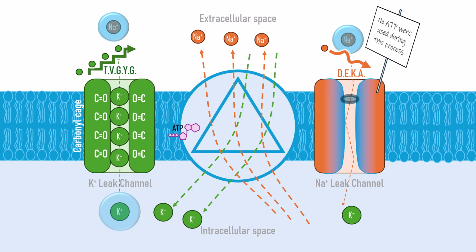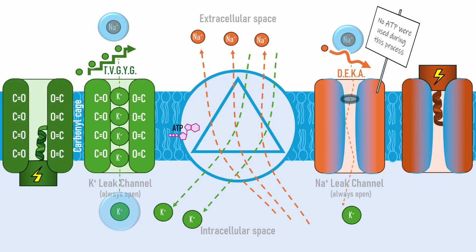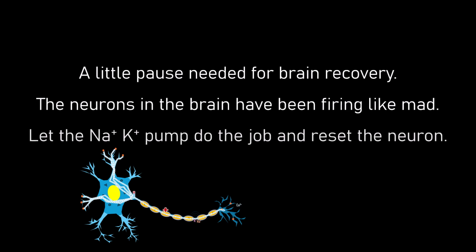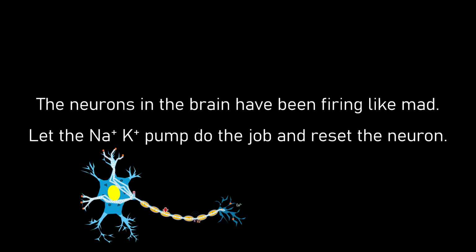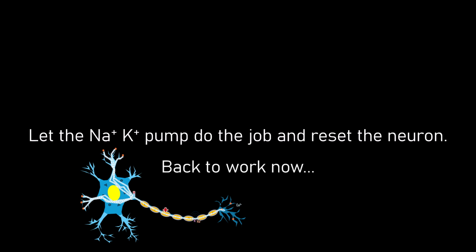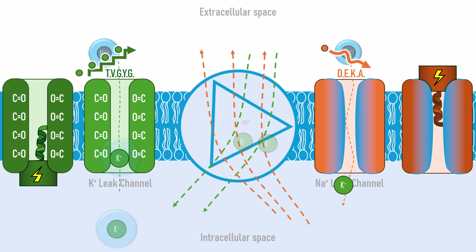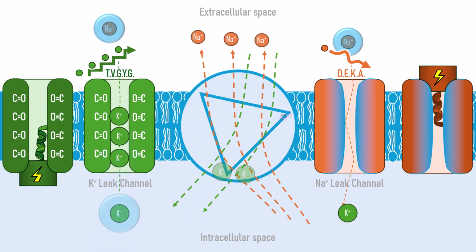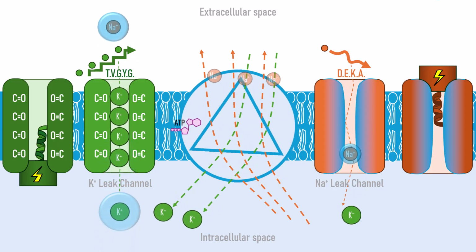Please note this: the leak channels are always open, like a dripping pipe. So when we talk about channels opening, we talk about other channels, the voltage-gated channels. More channels! Yes, what is the difference? While they use the same selectivity filters, they have different gating mechanisms. So let's dive into that.